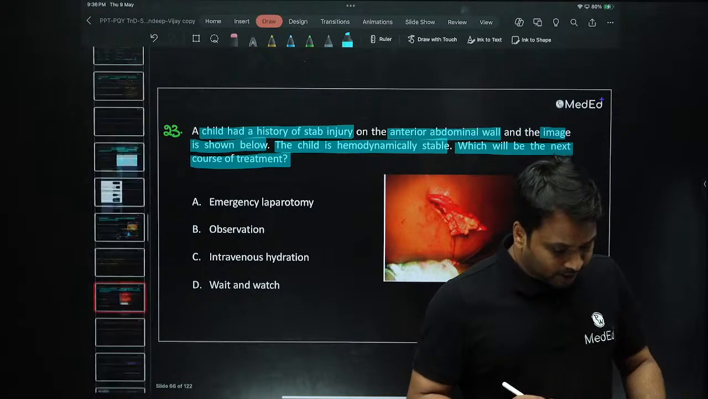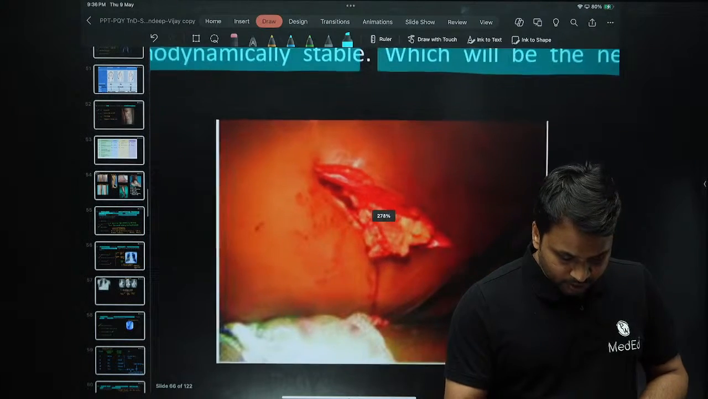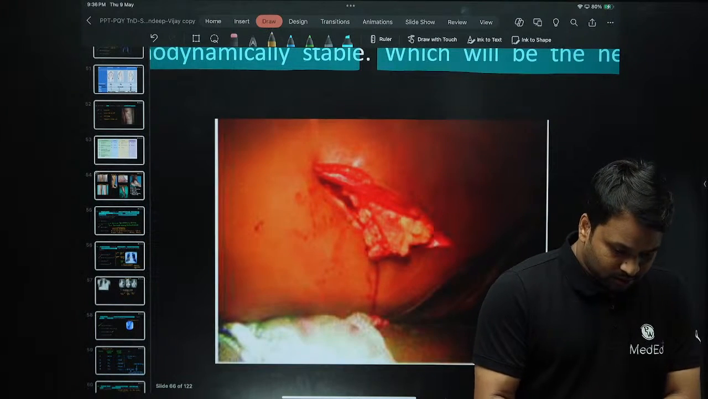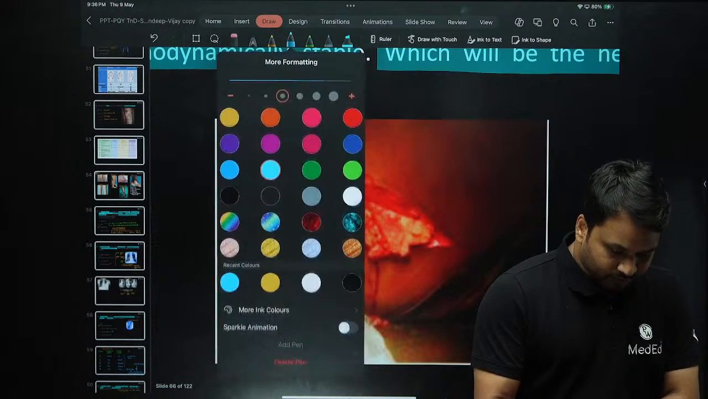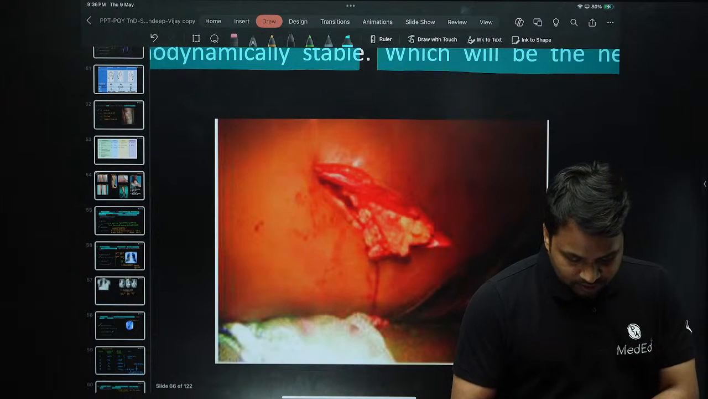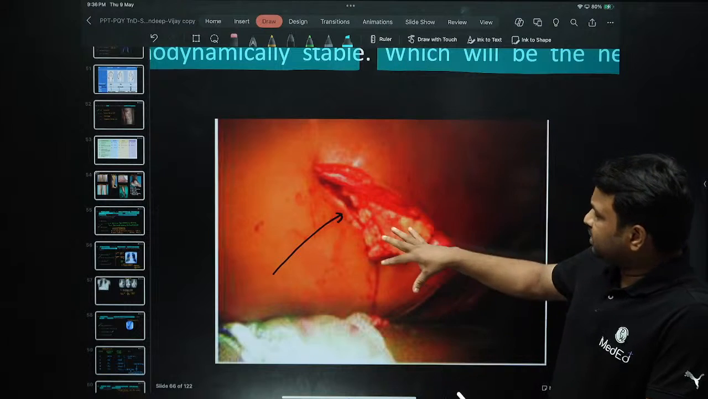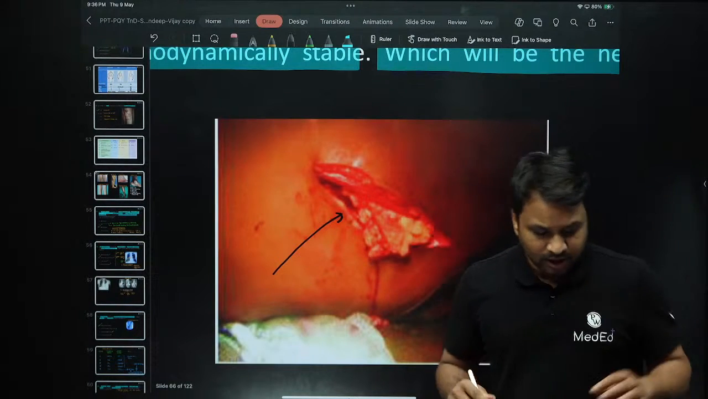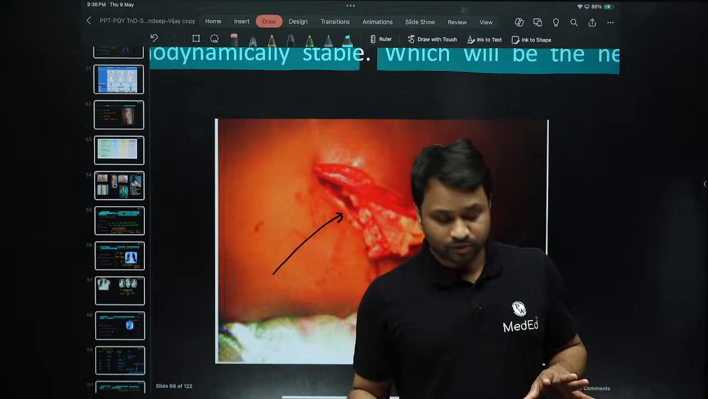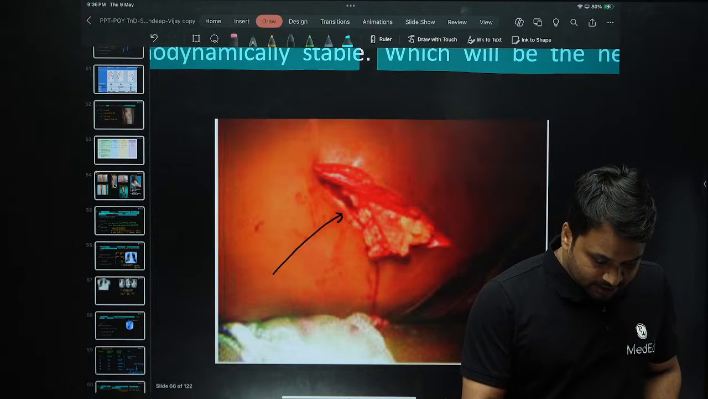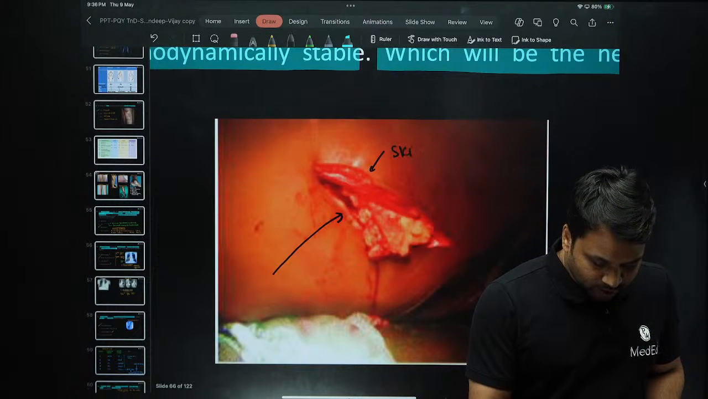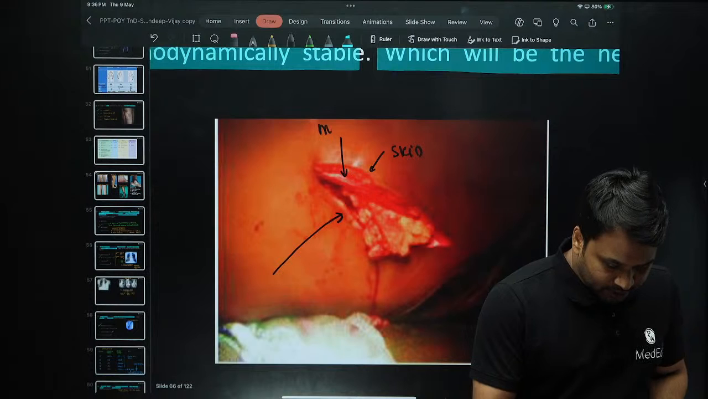Now, if you go back to our component here, you can see this is the lacerated wound, and in the lacerated wound, this is the subcutaneous fat that is exposed. I do not see any bowel though, right? I cannot see any bowel. This is the skin that we're talking about. This is the muscle that I'm saying.